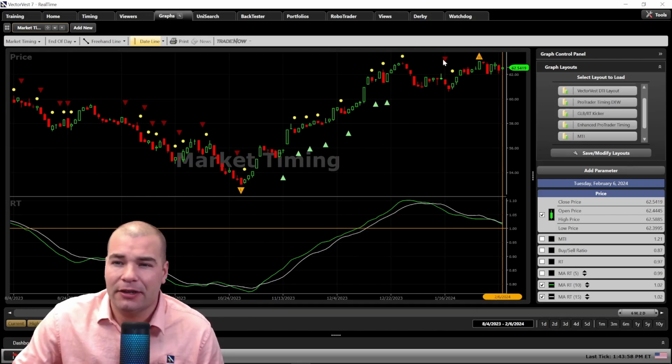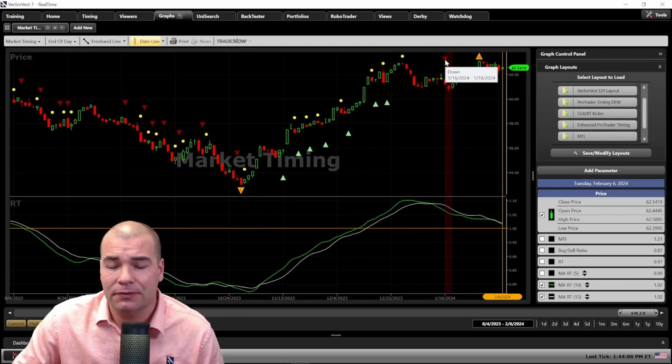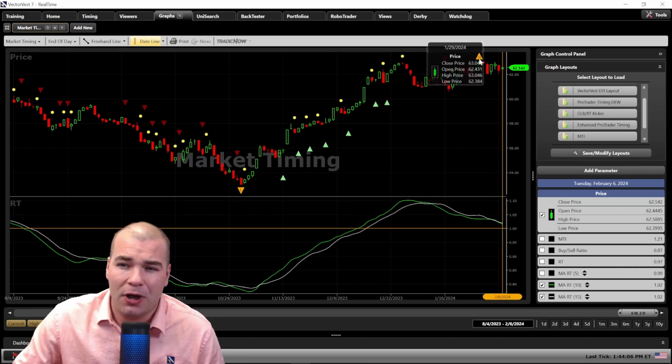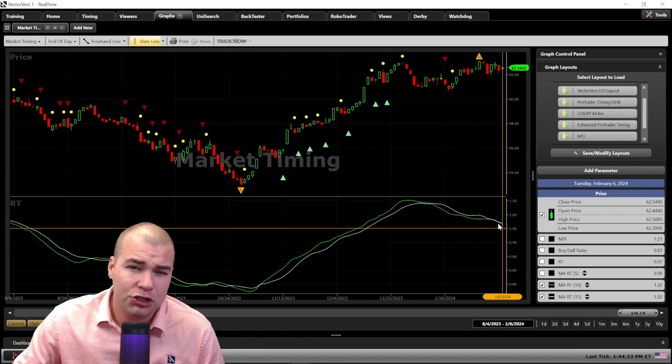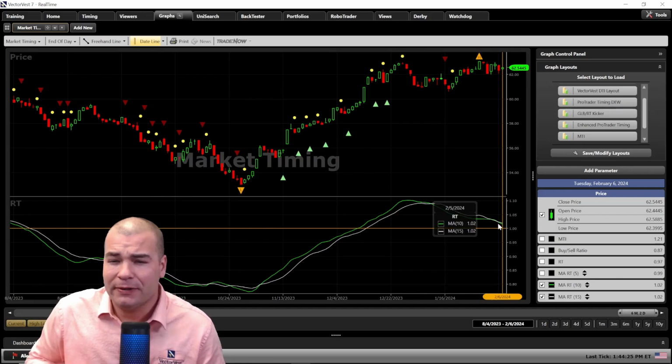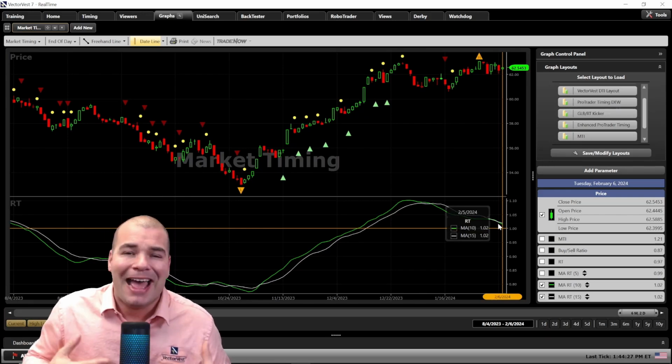Now you can see the down signal was given back on the 16th of January, and the price action of the VectorVest composite has been losing momentum here. It did get a new high back on the 29th of January. However, the last few trading days, we are seeing a slight retracement to the downside right now. In addition to that, if we look at the moving averages of RT, you can see they are on the decline right now, showing that this upside momentum that we've seen in the market since November has been waning.